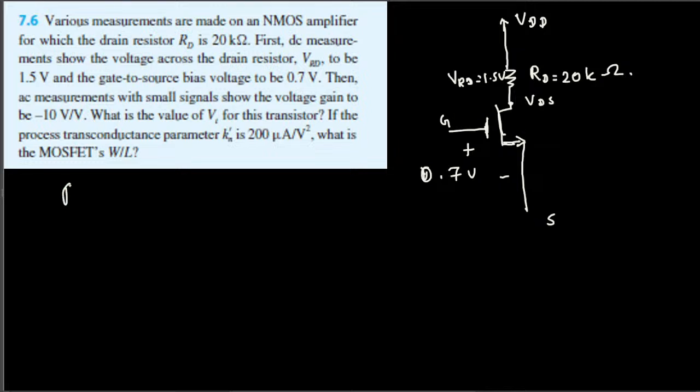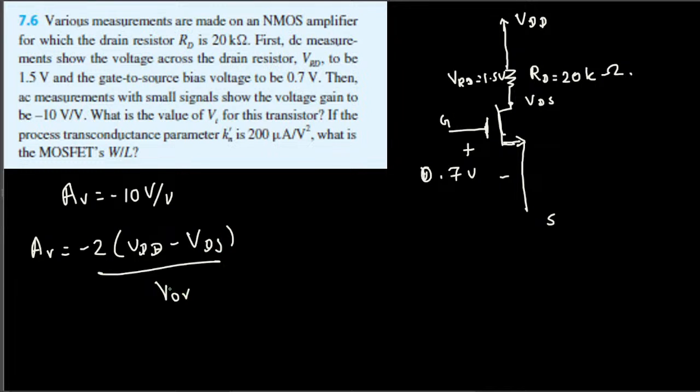Okay, let's note that down. AV is equal to negative 10 volts per volt. So these are all the information available, and the question is asking us to find out the V threshold first. In order to find the V threshold, we can use the gain equation. Gain is given by AV is equal to minus 2 times VDD minus VDS divided by V overdrive.